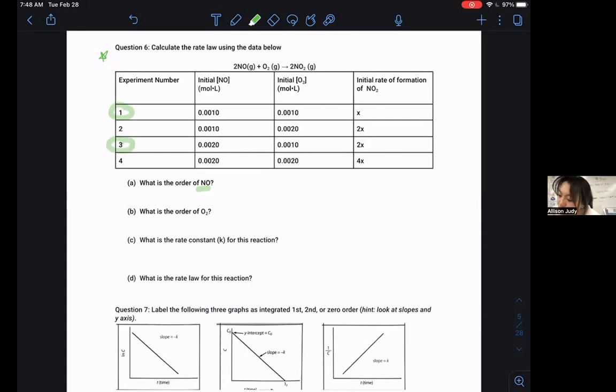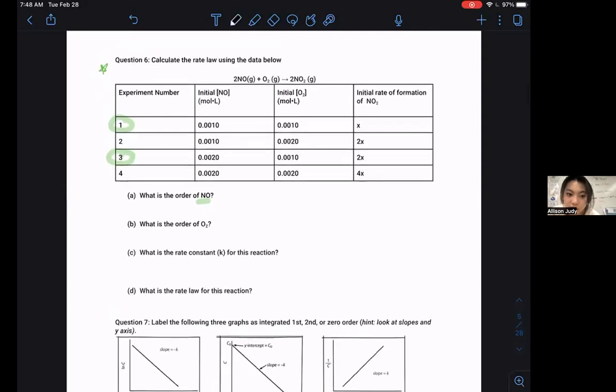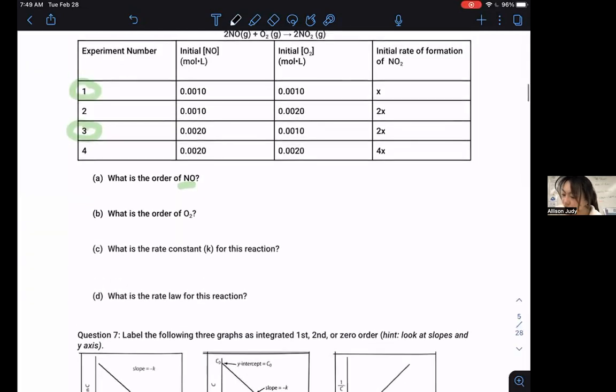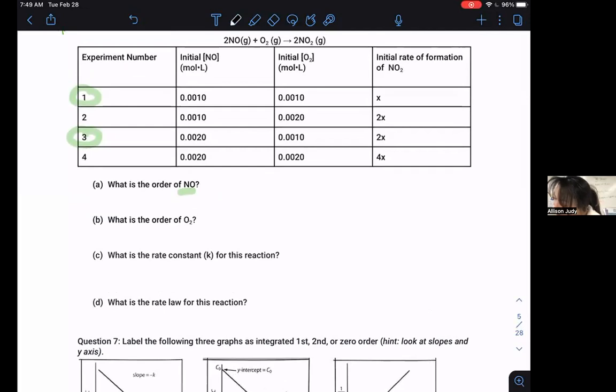And what we would find is that our rate law equation is rate equals some constant K times the concentration of A raised to a power times the concentration of B raised to another power, raised to the reactant order. So when I look at this question, my rate for trial 3 was 2x, and my rate for trial 1 is going to be x. So I'm going to try to establish a relationship between the change of each experiment.